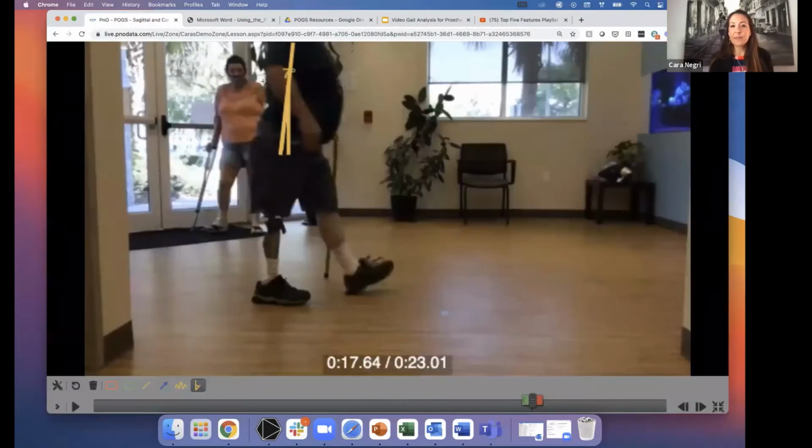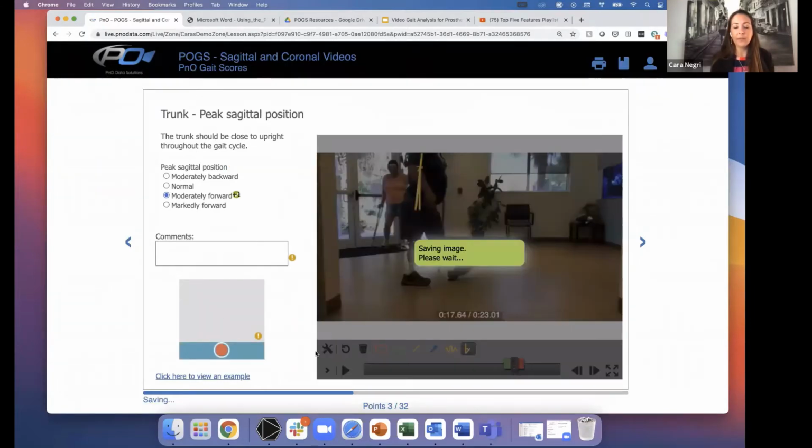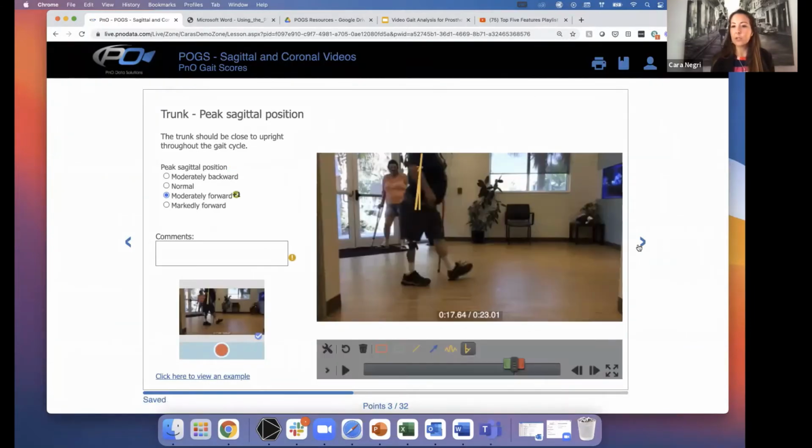Well, I will say that I do think that he's about a 1. A lot of it's occurring in the lordosis, but it is moderately forward. And we've got our measurement there that we can put into our screenshot.